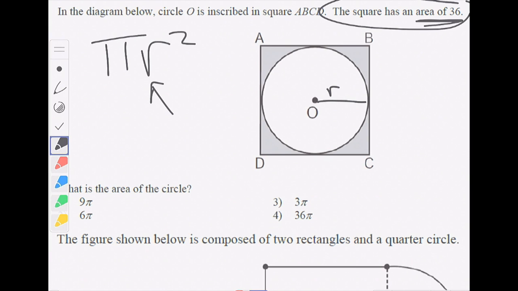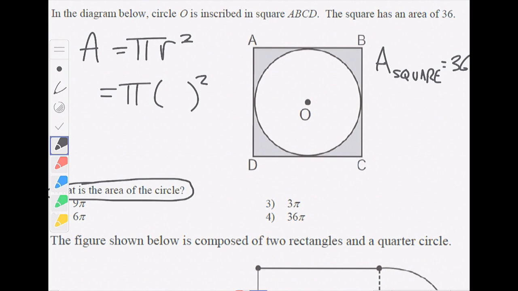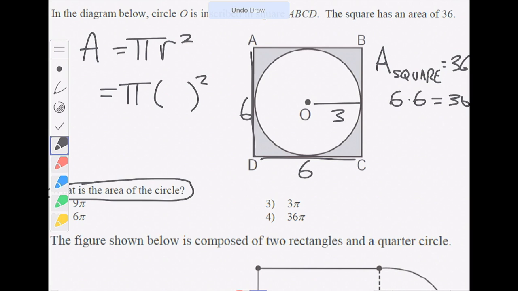So the area of the square is 36. What do we know about the square? Well, what would the height and the base have to be so that the area came out to be 36? So I know that the diameter of the circle would also have to be 6, which means that the radius of the circle would have to be worth 3. So the answer would be pi times 3 times 3, pi times 9, which is choice number 1.